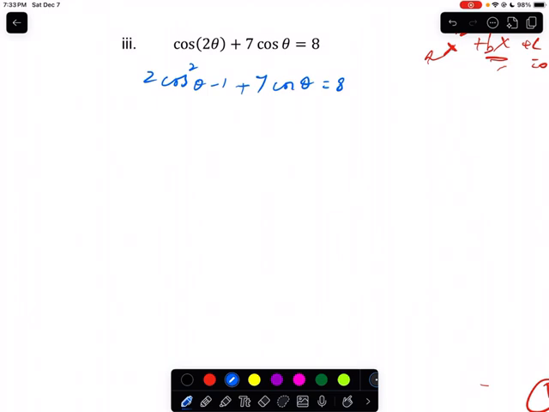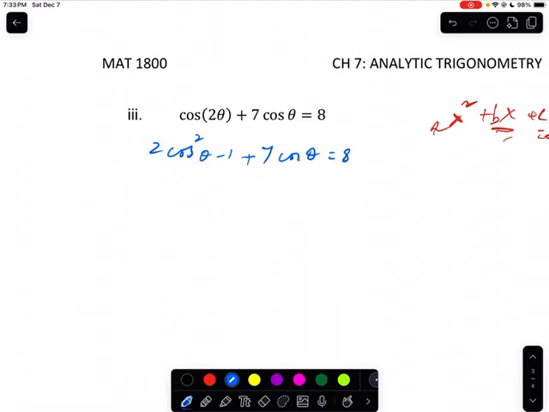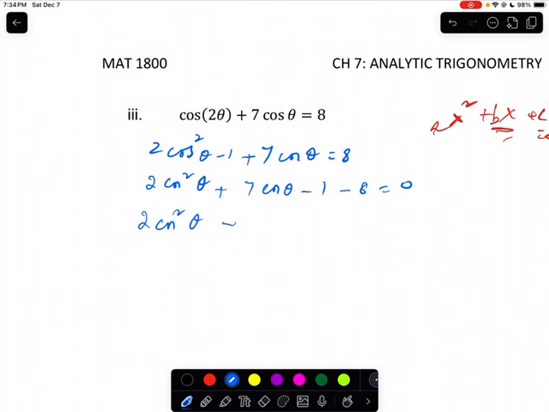Okay, now what do we do? We bring everything on one side, and we will subtract the 8 in order to do that, and then we get 0 on the right hand side. So we'll combine the 8 with this negative 1 we have, and then this will be a quadratic form. So I have 2 cosine square theta minus 1, let me write it in order, plus 7 cosine theta minus 1 minus 8 equals 0, which makes it 2 cosine square theta plus 7 cosine theta minus 9 equal to 0. Now this is a quadratic form.